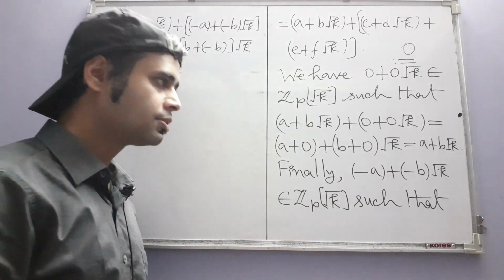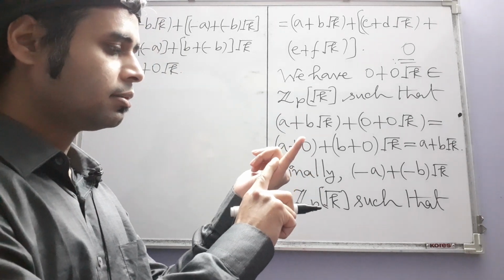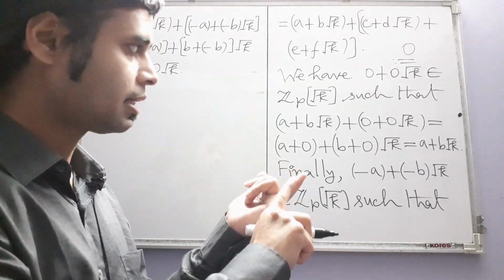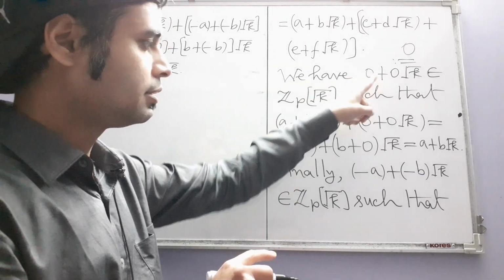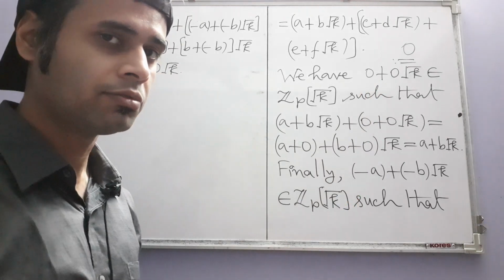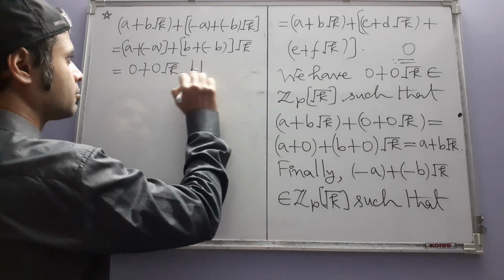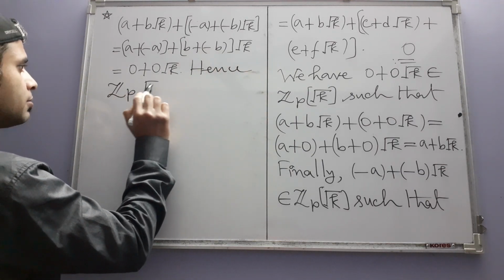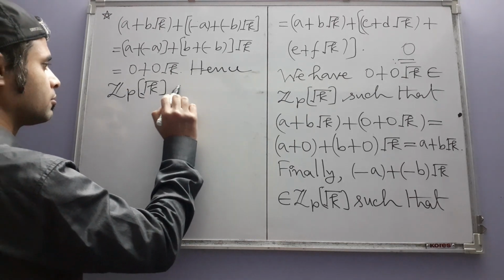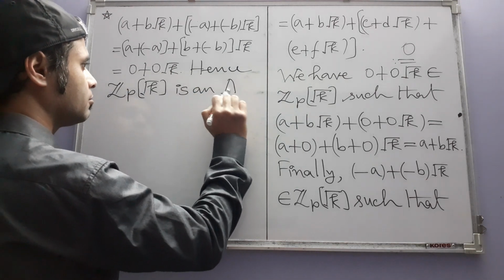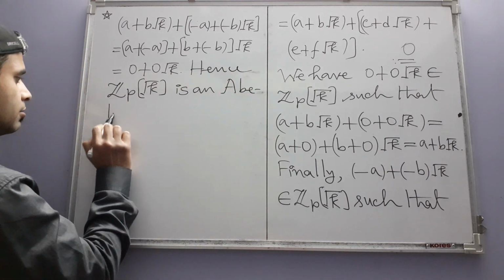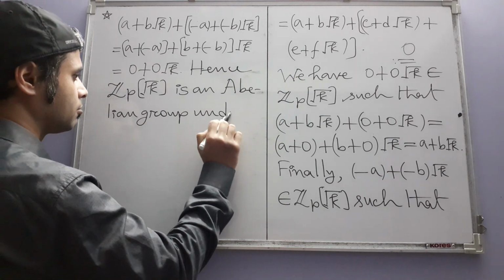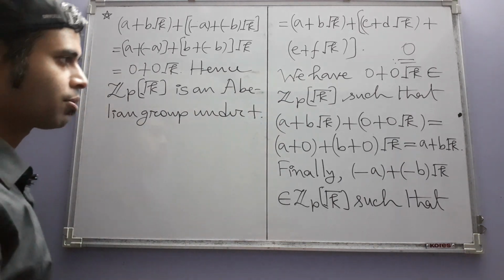Okay, so what are the things we have shown so far? Addition is well defined and the set is closed under addition. Addition is commutative, addition is associative. This is an additive identity and every element has an additive inverse. Hence, our set is an abelian group under the plus operation.